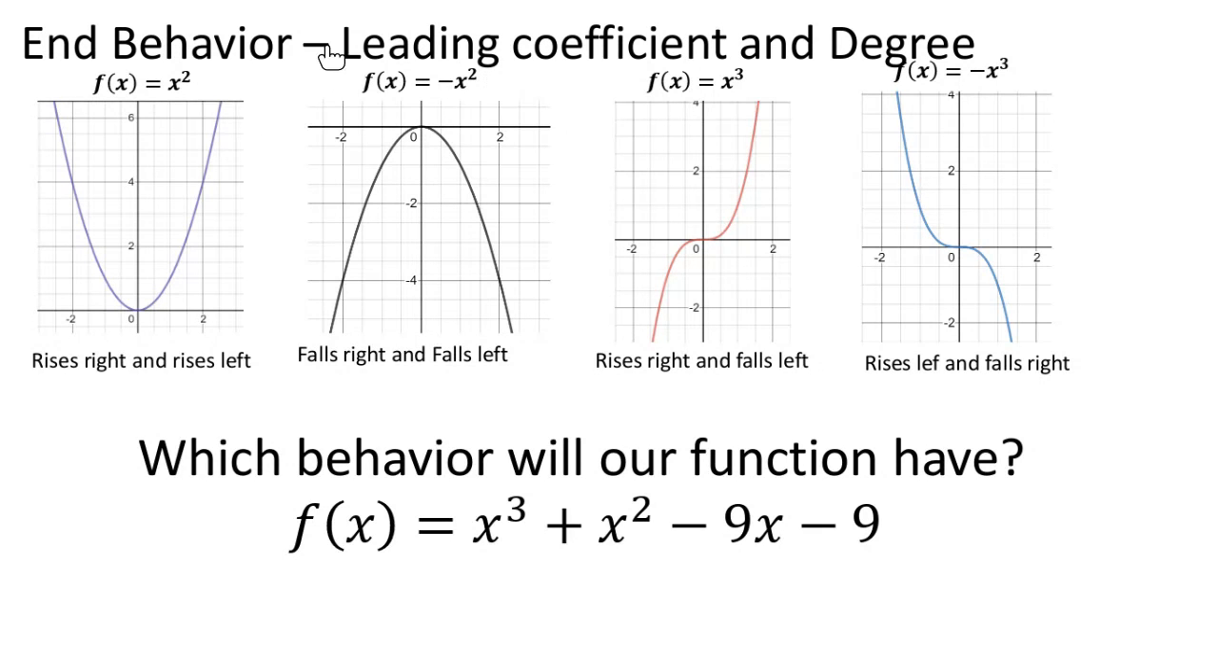To find the end behavior, you're looking at the leading coefficient and the degree. Here my leading coefficient is 1, and my degree is even. Next, the leading coefficient is negative, the degree is even. Then the leading coefficient is positive, the degree is odd, and the leading coefficient is negative, the degree is odd. Whenever you have an even degree with a positive leading coefficient, your graph always rises right and rises left. As you can see here, it's going up and it's going up.